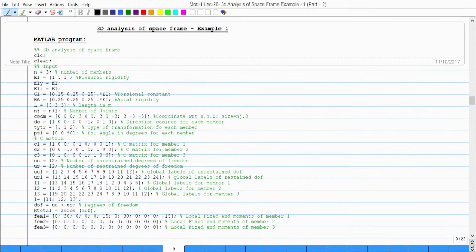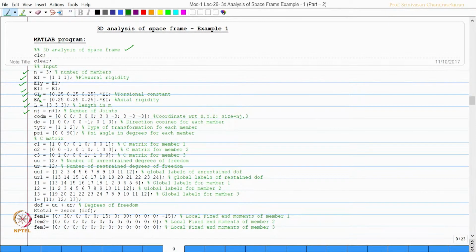So, the program says it is for 3 dimensional analysis. Input will be the number of members, 3. EI is taken as 1 for the time being. We said EIY and EIZ are EI. We also said the torsional constant GIX is 1/4 of EI. EAX is also 1/4 of EI. Length of the member is 3, we have input. Number of joints will be number of members plus 1.